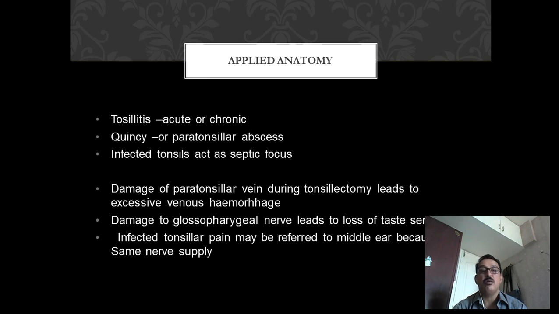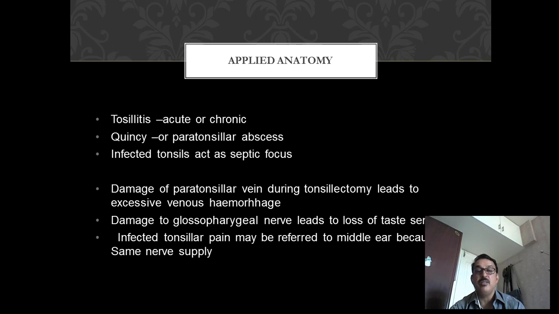And the tonsil is one organ which, when infected, can act as a focus of sepsis. That means in people who have cardiac disease, valvular disease, the tonsil should be removed, because the infection of the tonsil can spread to the heart, leading to infective endocarditis.